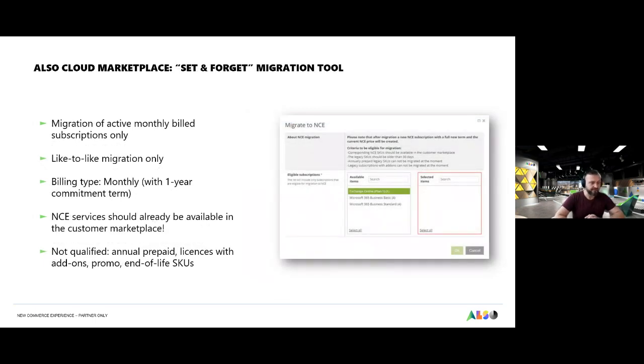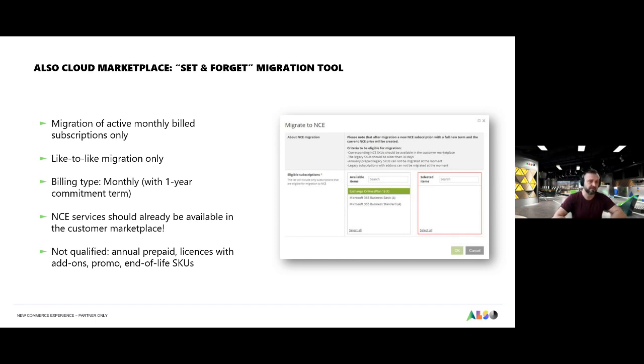In your efforts to migrate, I think it's very important for you to know that we have brought the migration tool to Marketplace as well, so you can actually migrate your customers from legacy to new commerce with a very simple tool. We call it the set and forget tool.